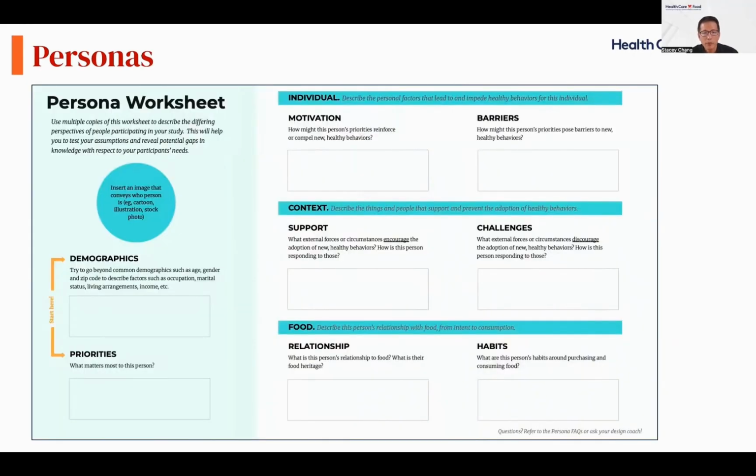For the Healthcare by Food initiative, we've been using this worksheet to help study teams develop a better understanding of their target population. There's a copy of this worksheet in the webinar assets, which I encourage you to download for your own use. In this worksheet, we ask you to start with an image that can be a visual anchor for this persona. It doesn't have to be a photo of a person, and in the case of HIPAA regulations, definitely don't use a real person's image unless you have permission to do so. But it can be a stock photo or an illustration.